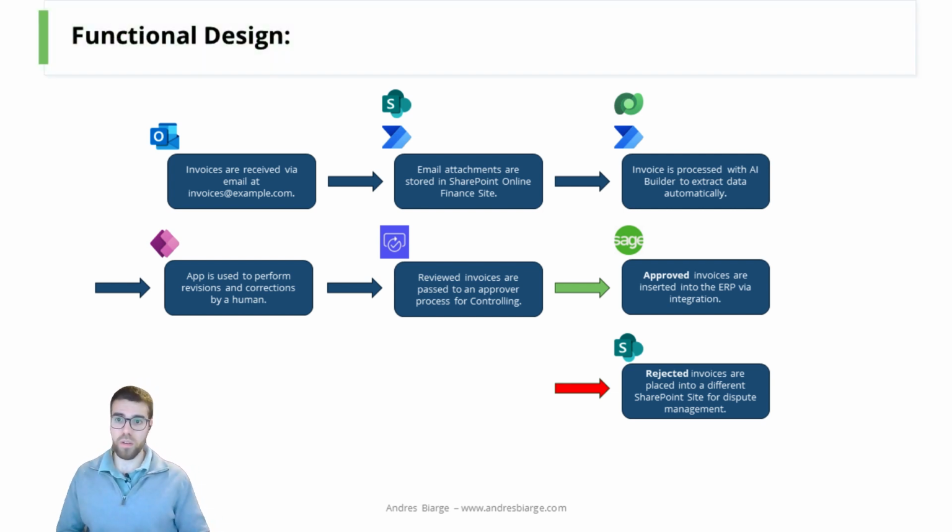As you can see here in the diagram, invoices are going to be received at a mailbox, invoices at example.com, any inbox, of course. And then these invoices that are attached to these emails are going to be stored in a known place in a SharePoint site. And a Power Automate flow is going to process this invoice data automatically with AI Builder. So it's going to automatically extract the information from the invoice and store it in a database.